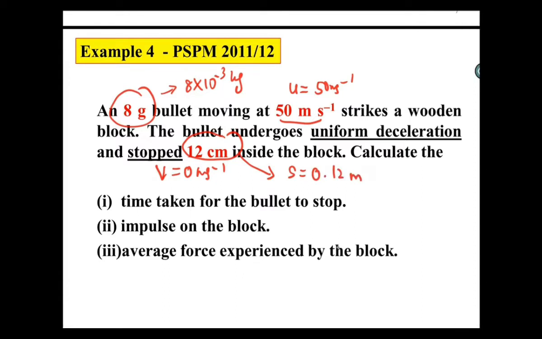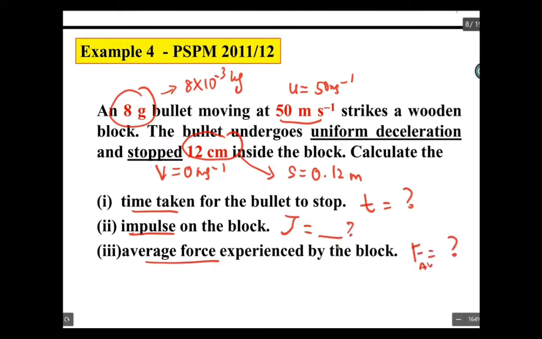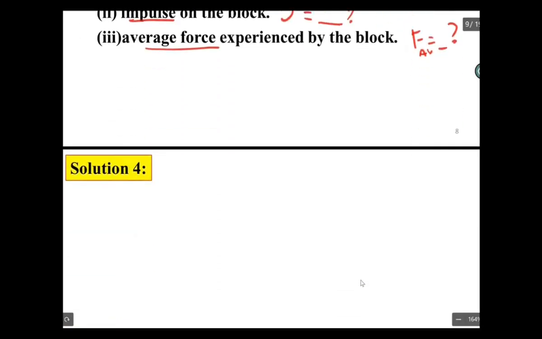Calculate the time. Okay, nak cari time. Impulsive force. Impulse, J. And then average force F. Okay, so ada 3 benda kita nak cari. Time, impulse, and average force. Okay, so kita lukis dulu diagram.